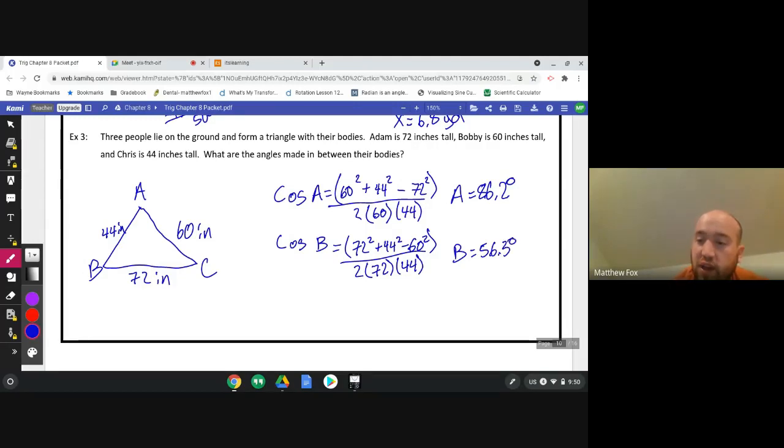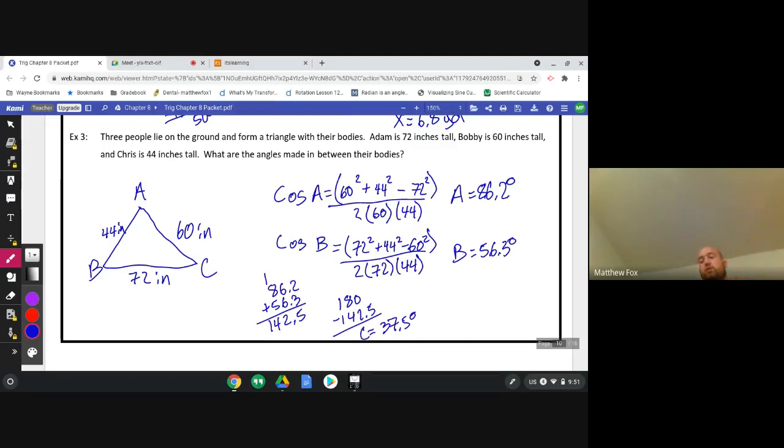Now, at this point, we can add these two together and subtract from 180 to get our third angle. So 86.2 plus 56.3. If we do that, we'll get 142.5. We'll take 180 minus that, and we'll be left with 37.5 degrees for our value of C.